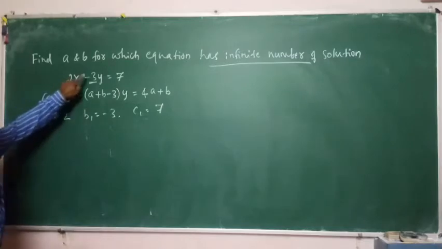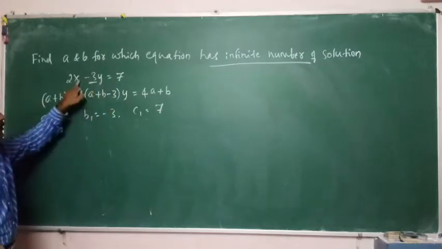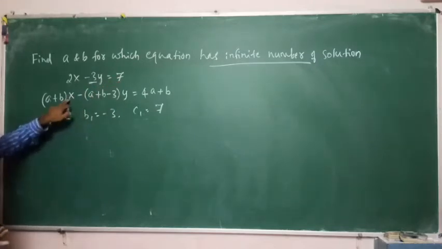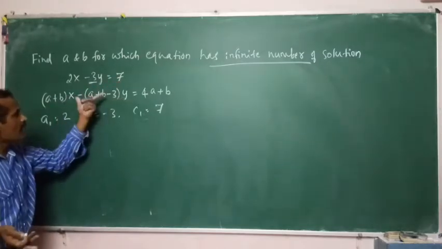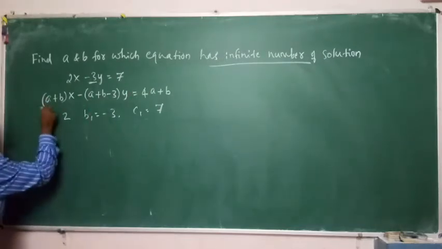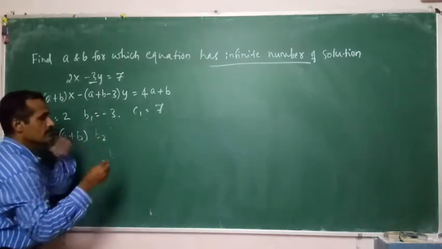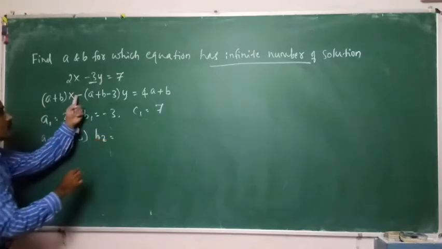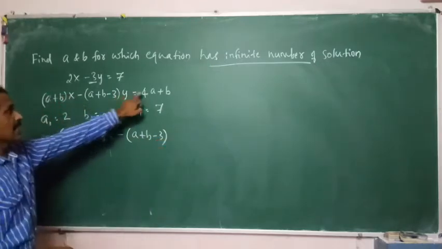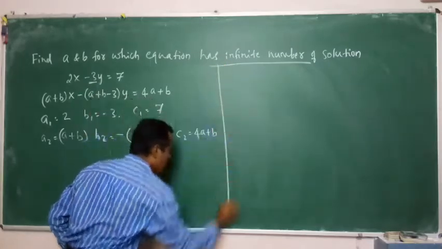You know that A1, B1, C1, A2, B2, C2 are the values. Coefficient of x is A1, coefficient of y is B1, constant is C1. Here, coefficient of x is A2, coefficient of y is B2, constant is C2. A2 is A plus B. B2 is minus bracket A plus B minus 3, and C2 is equal to 4A plus B. Okay, students?